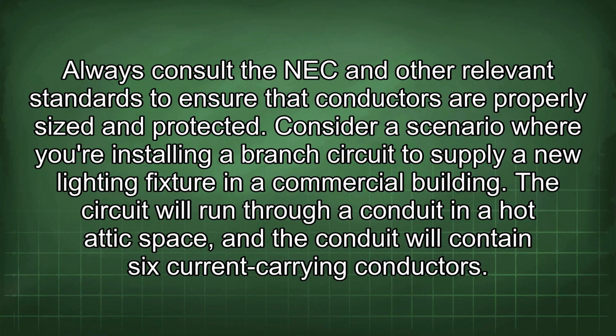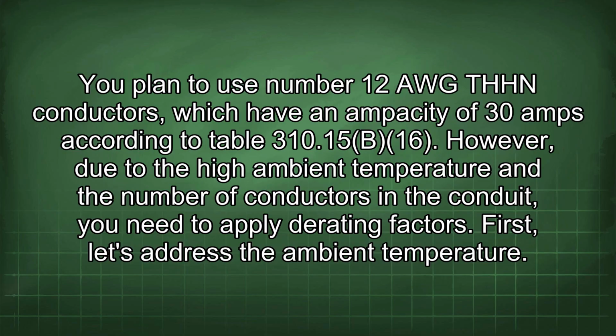Consider a scenario where you're installing a branch circuit to supply a new lighting fixture in a commercial building. The circuit will run through a conduit in a hot attic space, and the conduit will contain 6 current-carrying conductors. You plan to use number 12 AWG THHN conductors, which have an ampacity of 30 amps according to table 310.15(B)(16). However, due to the high ambient temperature and the number of conductors in the conduit, you need to apply derating factors. First, let's address the ambient temperature.